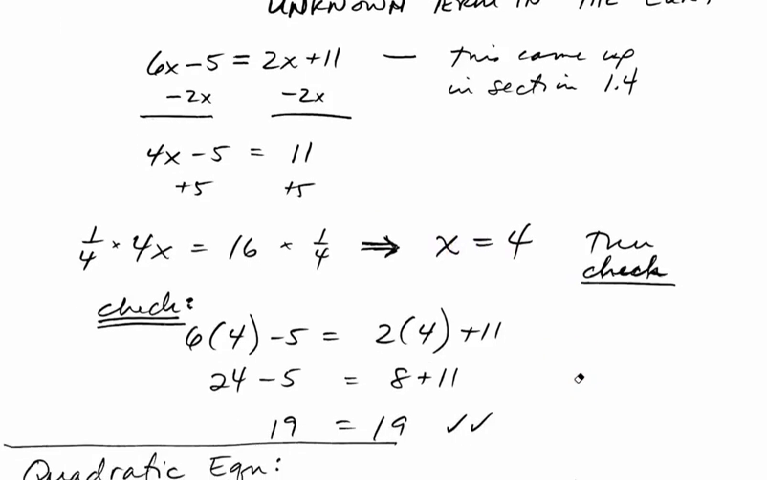And this also came up. We can check our answer. So you're going to take that expression right there and plug it back into the original equation. And you have to get a true statement out of that. So 6 times 4 minus 5 is equal to 2 times x, which is 4, plus 11. And we get 19 equals 19. So we get a true statement, so we could check, and that tells us our answer was indeed correct.